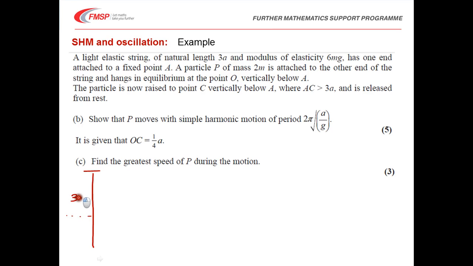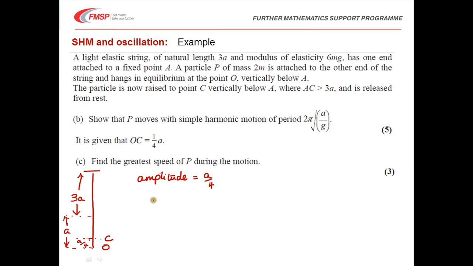Again, I'll just do a quick sketch here. 3a natural length. O is at a distance a below here. So this is my O, and you're told that it's raised up to point C, which is literally a quarter a above, and it's released from there. So the particle then is going to oscillate around O with amplitude a/4. Again, just be careful, we use the letter A to represent amplitude in this oscillation, but obviously it's being used differently here, so amplitude is a/4.